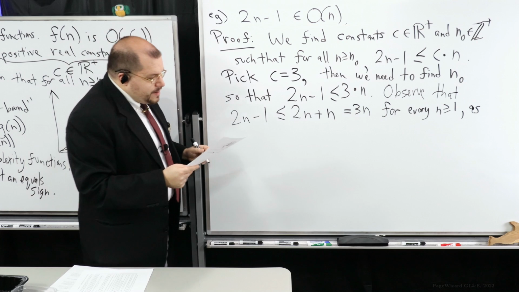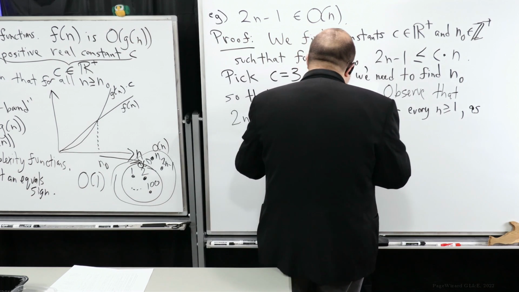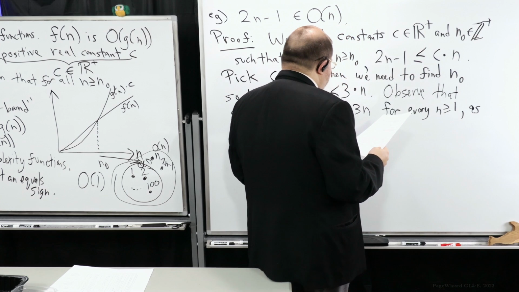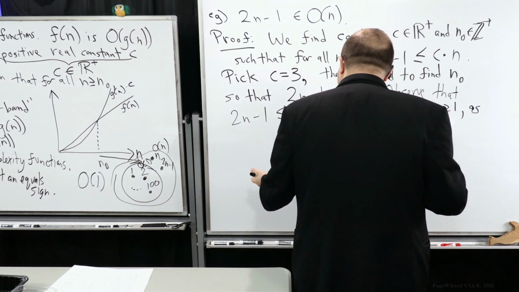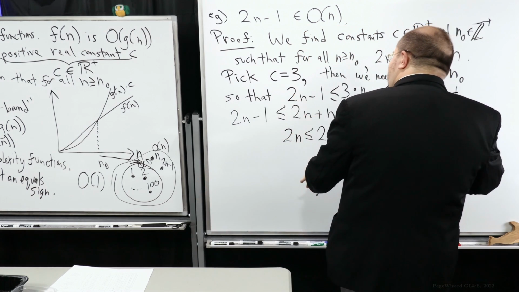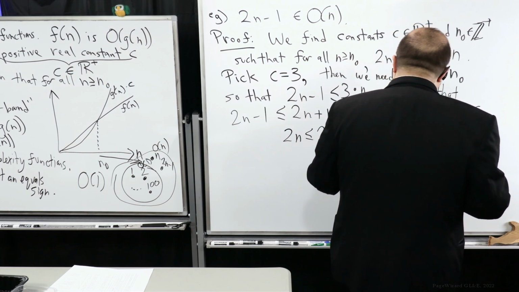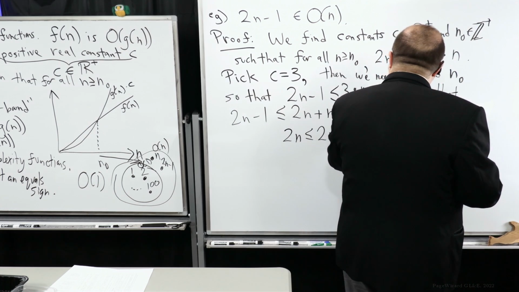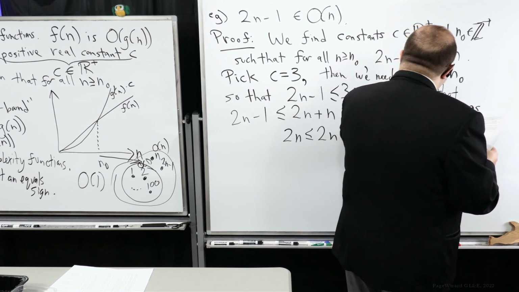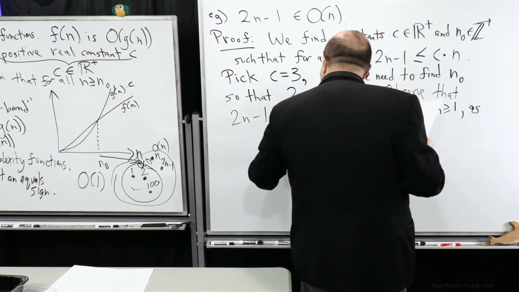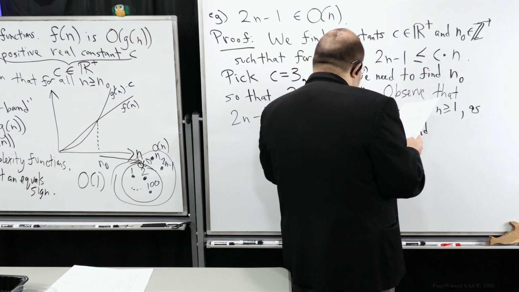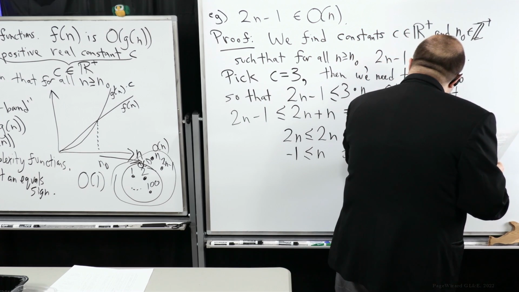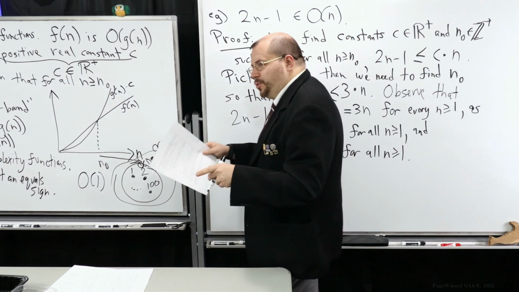As you can see, 2n is less or equal to 2n, right? Like we mentioned with the buckets. This is because you could divide both sides and get 1 is less or equal to 1. So this is true for all n greater or equal to 1. And minus 1 is less than or equal to n for all n greater or equal to 1. So you wonder where I get the 1 from.